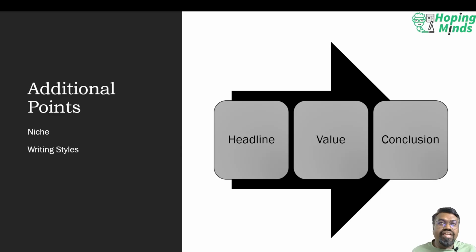Then we need to focus on the writing styles, what kind of styles we are preferring, right? Then again, the important or the core value for the write-up or for content writing is giving a proper headline. In between you should display all the value, and then you should give a conclusion. So these three aspects are very, very important whenever you are writing anything.